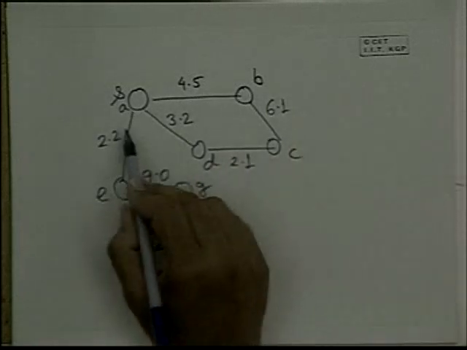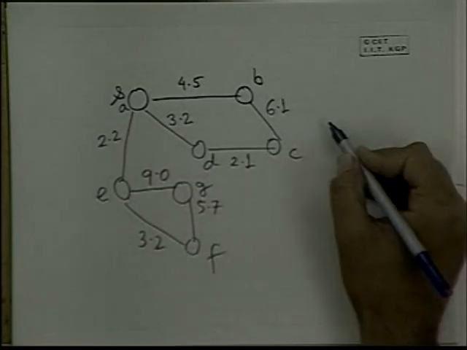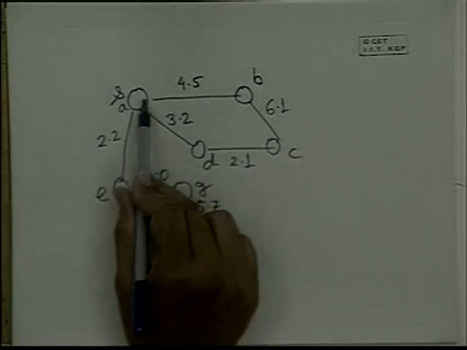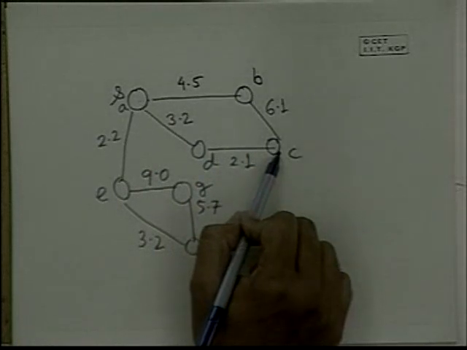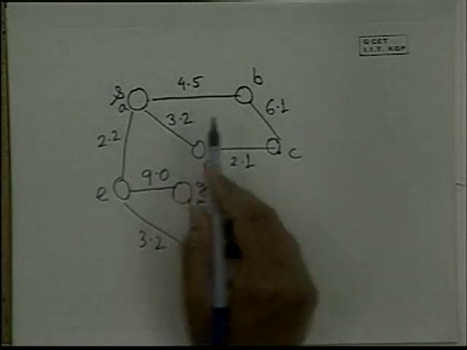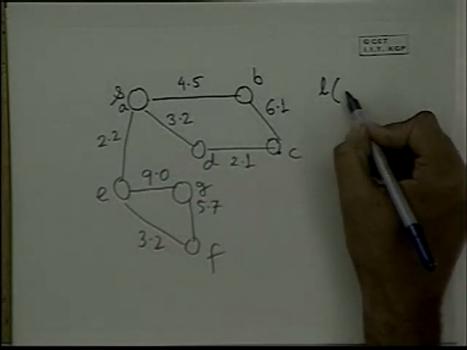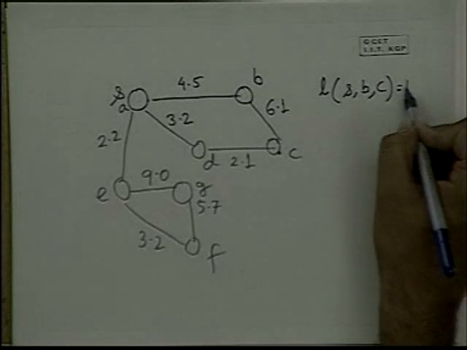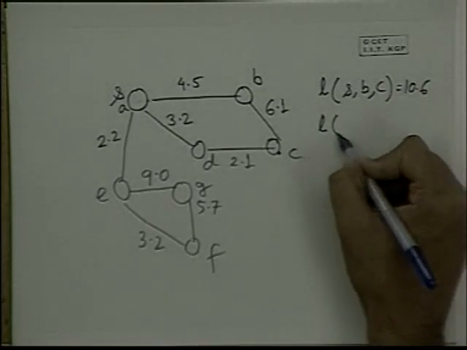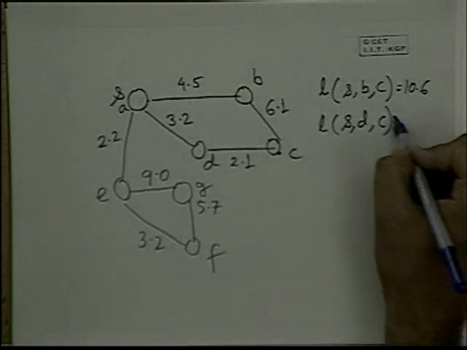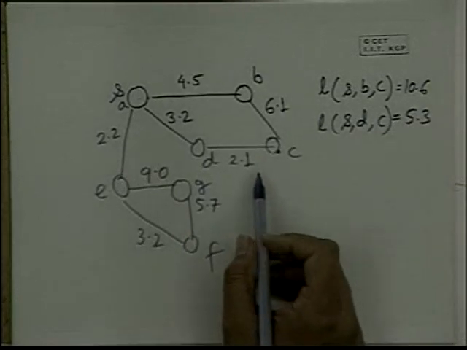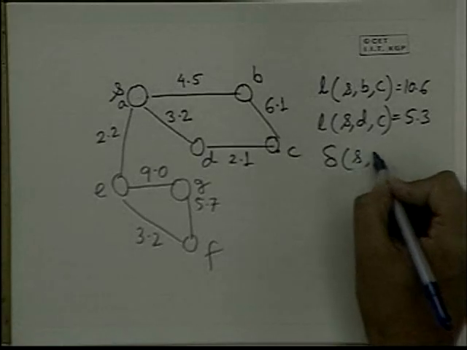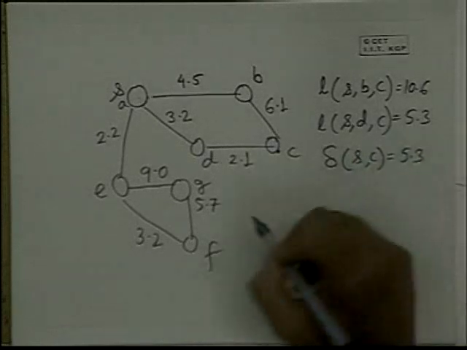Now, shortest path to C from the source vertex S is what? You can see there are two paths. S, B, C is one path, and the length of this path, L of S, B, C, is 10.6. There is another path S, D, C whose length is 5.3. There are only these two paths. So we will say the shortest path from S to C, which we denote as delta SC, is the minimum of the two, which is 5.3.